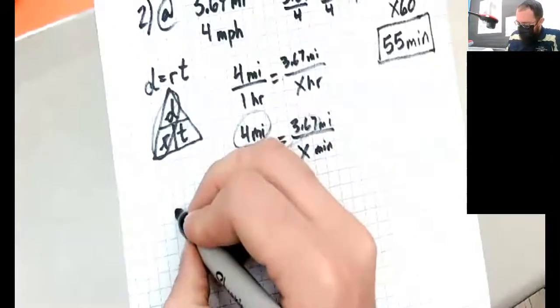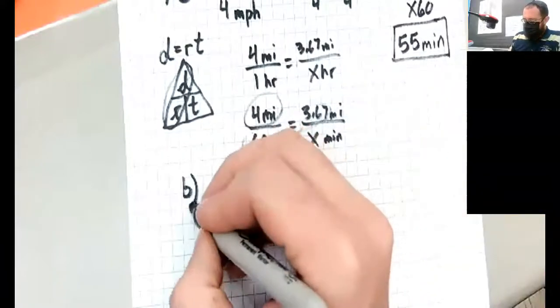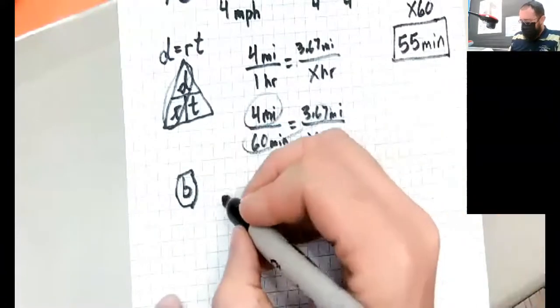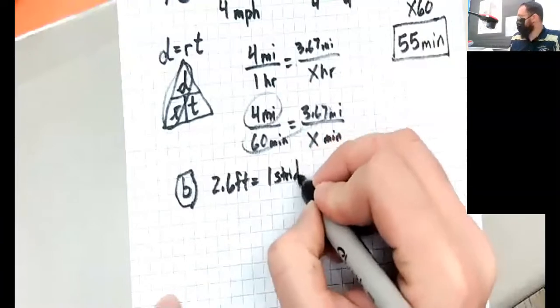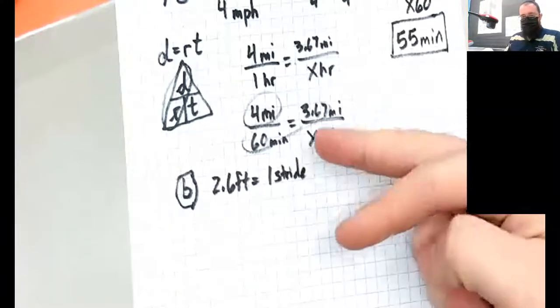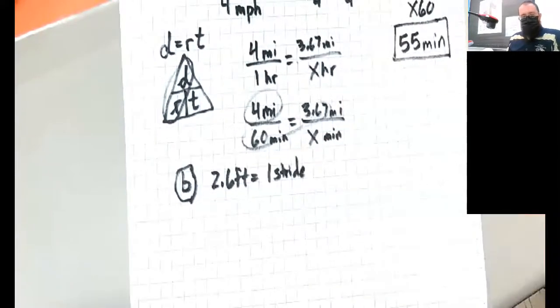I'll read it to you so that we can leave the screen on. B says, if your average stride length is 2.6 feet, so 2.6 feet equals 1 stride. A stride is like walking, like how far apart your feet are as you walk. When you walk, your stride is closer together. When you run, your stride is further apart. So think of it like steps. Basically, we're trying to figure out how many steps you need. If your average stride length is 2.6 feet, how many strides will it take you to walk to your grandparents' home? Hint, you will need 2 conversion factors.